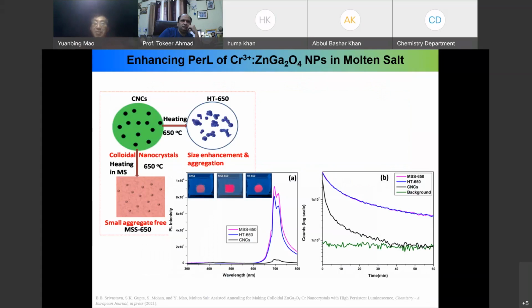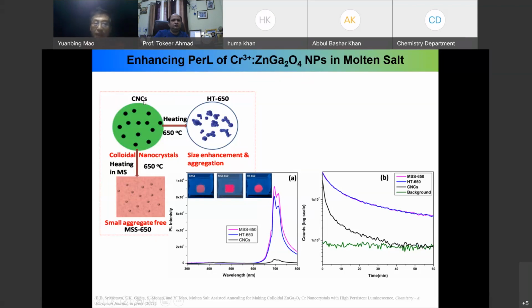So far, I've been talking about how to improve the luminescence of these nanoparticles during the synthesis process. And also I talked about how we use molten salt synthesis to synthesize many metal oxide nanomaterials, right? But we were also wondering, for the post-synthesis process, can we use molten salt to do that, right? So instead of direct annealing, right? So this is something we did, right?